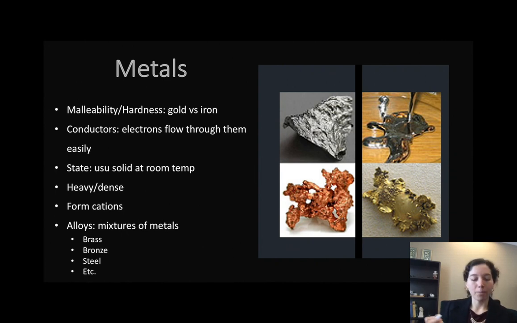And oftentimes you might hear the term alloys used. These are mixtures of metals. So when you mix things, you get a different terminology for them. So things like brass, bronze, steel, we use these in construction a lot, are a mixture of metals. So brass is copper mixed with zinc. So copper and zinc mixed together gives you brass. Bronze is copper and tin mixed together.